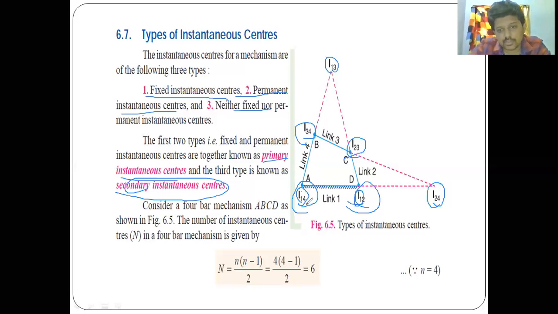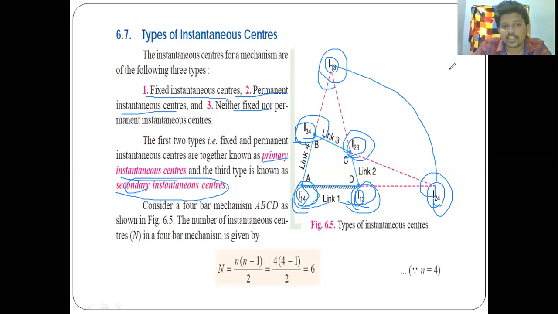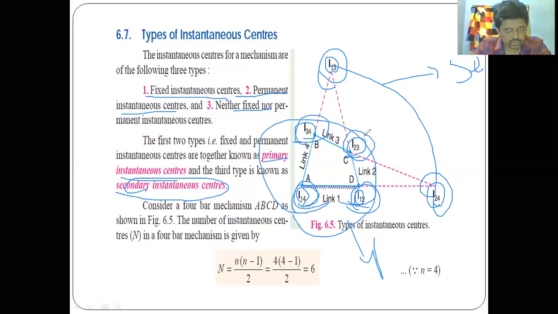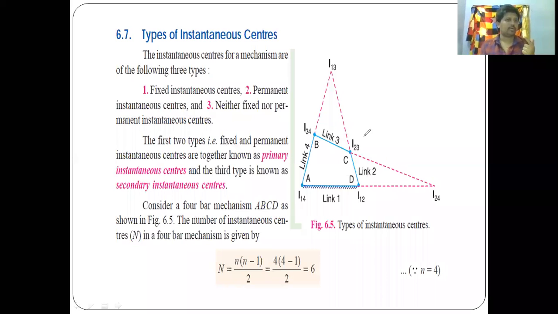But here in the diagram, I14 and I12 are fixed. I34 and I23 are permanent, and the remaining I13 and I24 are neither permanent nor fixed. These two are defined as secondary instantaneous centers. These 4 are defined as primary instantaneous centers. So our instantaneous centers are divided into 3 types: fixed, permanent, and neither fixed nor permanent. Okay.